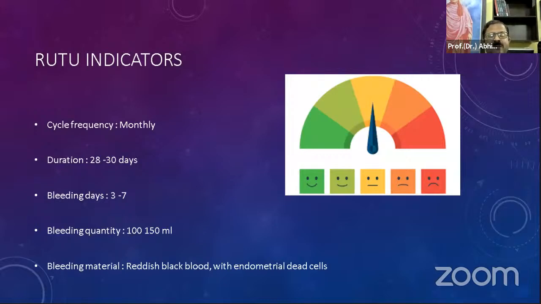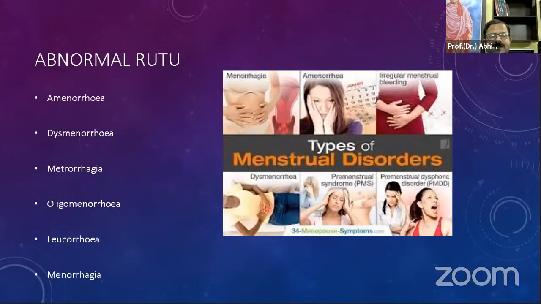Bleeding quantity is 100 to 150 ml. Again, it depends upon the female, her nature, season, stress. There are so many factors on which bleeding quantity depends. Bleeding material, what is the material in the bleeding? Reddish black blood with endometrial dead cells. Okay, so here our acharya has also told: Shashasrik Pratimam Yattu Yadva Lakshara Supumam. So this type of description goes to the normal or Shuddha Artava. So the reddish black color goes to that description which is told by our acharyas.